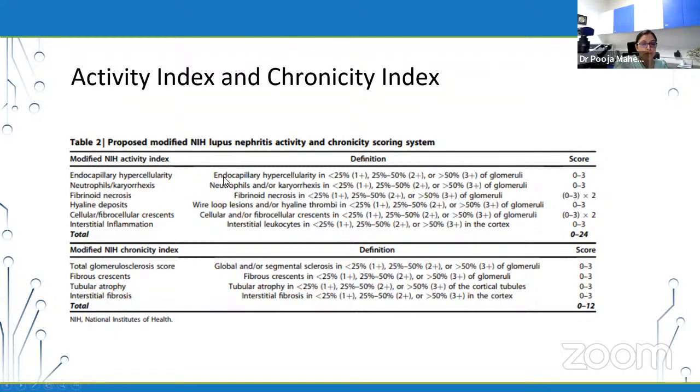But once you remember, if any particular proliferative lesion, say endocapillary hypercellularity, is present in more than 50%, it automatically becomes class 4. So even if any one of the top five criteria is present in more than 50% of glomeruli, the case automatically becomes class 4 lupus nephritis. And if any of the criteria is in less than 50%, this becomes class 3.